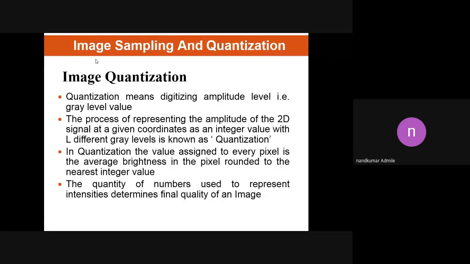Okay, so everyone understood what is sampling and what is quantization. Once again I'll repeat. In sampling, we can represent the analog image in two dimensions. And whatever the representation in sampling, that we have to bring into integer values. So that is called image quantization.